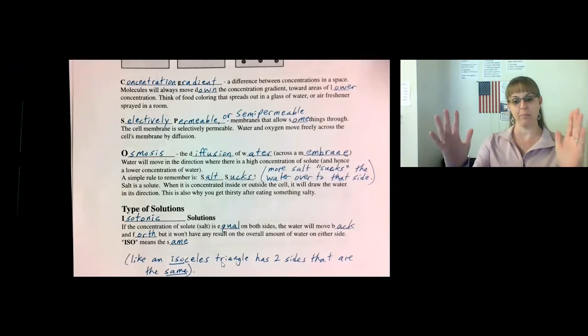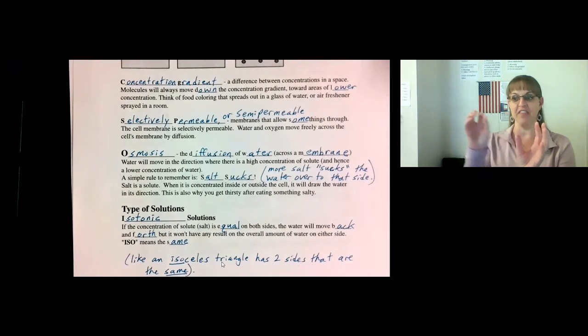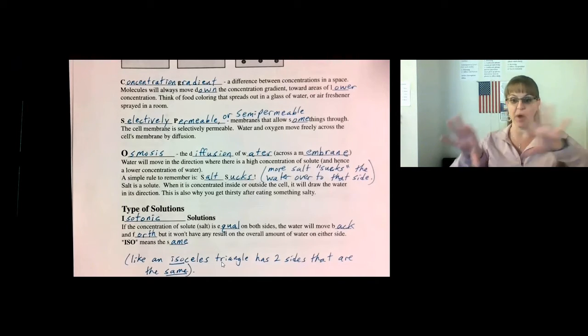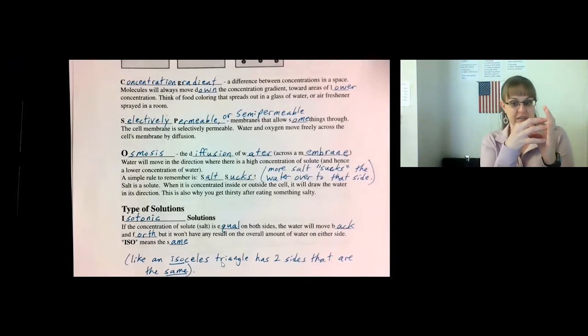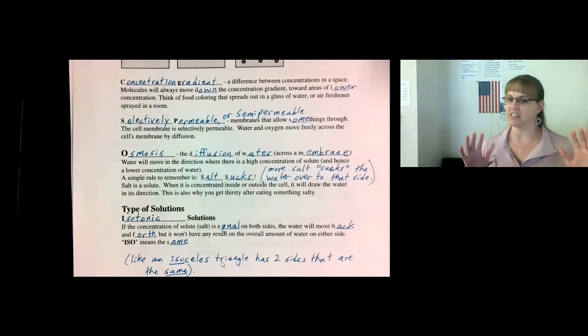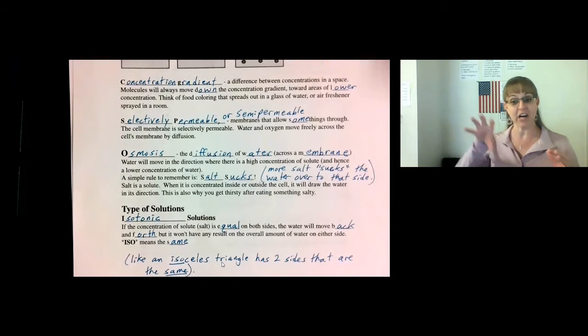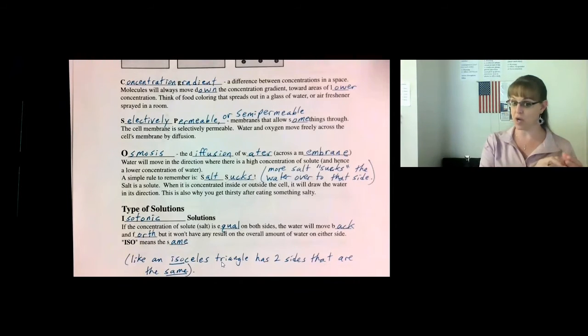So if you put the salt water together, then the water would spread out into the salt to try to water down the salt. Okay? It's as if the salt is sucking the water over to it. Now, the salt does not suck up the water, okay? That's not what happens. But it's a good way to remember it. Think salt sucks, the salt sucks the water over there, and the water moves from where there's a high concentration of water to a low concentration of water. Even though there's a high concentration of salt, we're looking at the water.